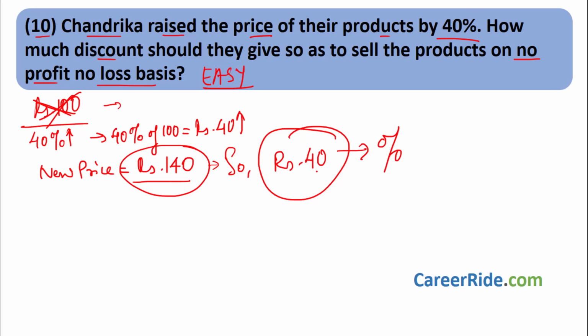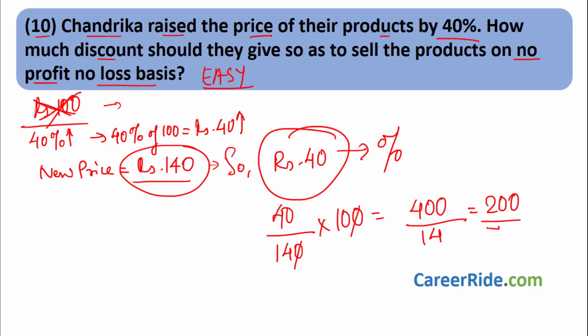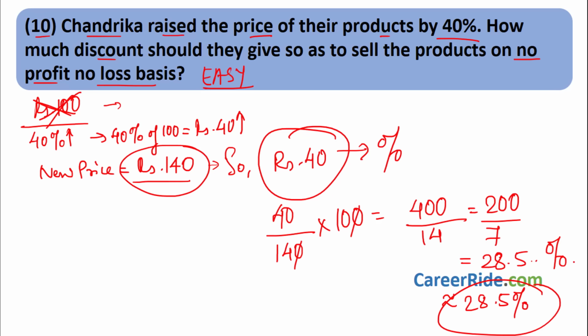So how much is the discount? 40 rupees of 140. We have learnt in percentage, quantity 1 divided by quantity 2 multiplied by 100, because we want percentage. So what do we get over here? 400 divided by 14, that would be 200 divided by 7, that would be 7 2s are 14, 7 8s are 56, 47.5%. So approximately 28.5% discount has to be provided by Chandrika so that they give rupees 40 off, and so that they'll sell the products on no profit no loss basis.